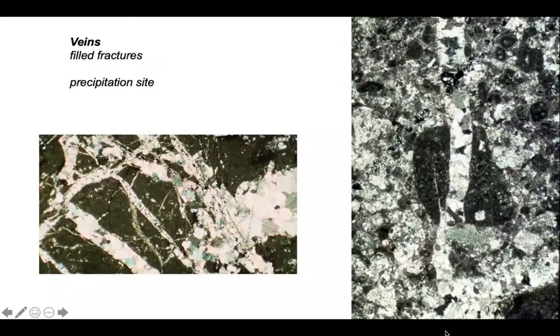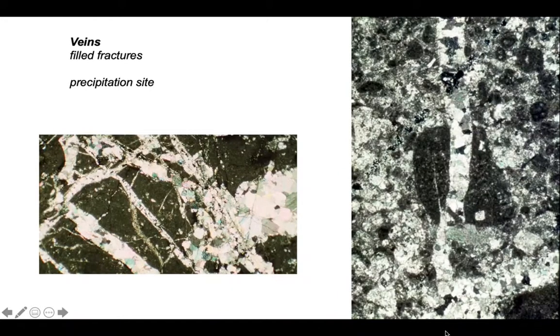Veins are filled fractures. They're a precipitation site for new minerals, and on these photomicrographs, the veins are lying in fractures, and the fill is represented by this sparry calcite, significantly coarser grained than the host rocks surrounding the veins. So this is an example of a precipitation site, a cavity in the rock. So it's quite easy to recognise where new material has been precipitated.